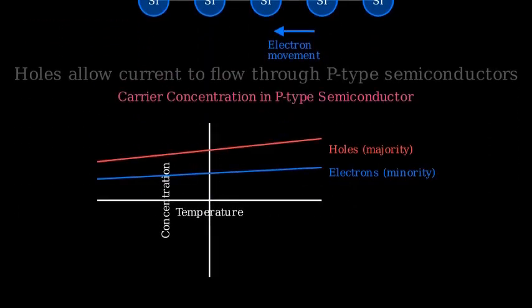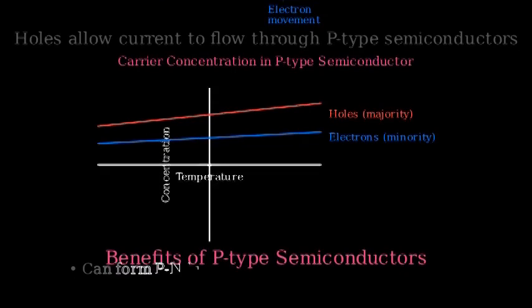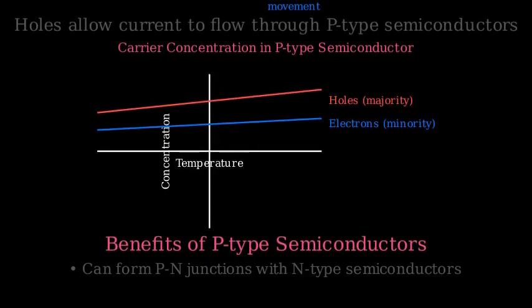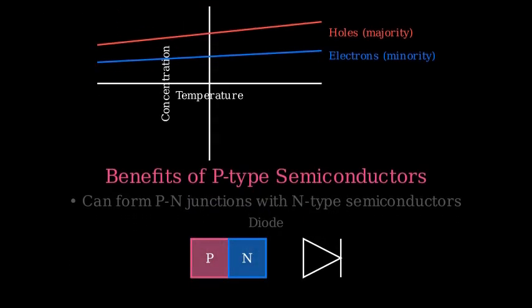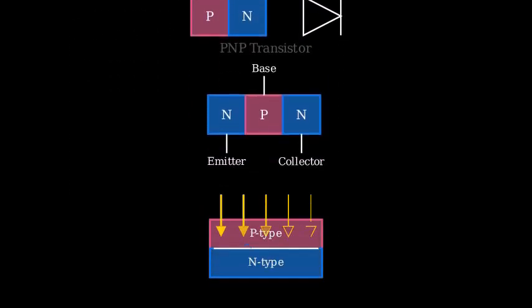Now, let's discuss the benefits and applications of P-type semiconductors. First, P-type semiconductors can be combined with N-type semiconductors to create PN junctions, which are the foundation of many electronic devices. These include diodes, which allow current to flow in only one direction, transistors, which amplify and switch electronic signals, and solar cells, which convert light energy into electrical energy.